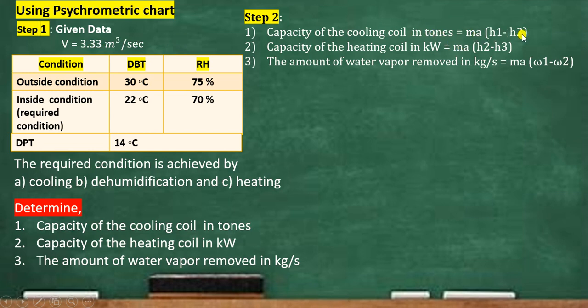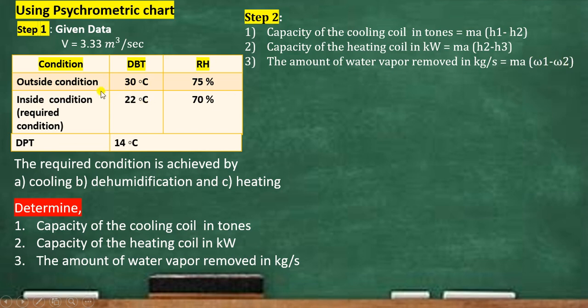So H1 minus H2, because in cooling the enthalpy drop takes place. During cooling there is a decrease in enthalpy, so highest enthalpy minus lowest enthalpy. You can subtract and multiply with MA, and you can calculate the capacity. Similarly for the capacity of the heating coil and the amount of water vapor removed. So to calculate these three unknowns, first I need to take H1, H2, H3 and omega 1 and omega 2, that is the moisture content at point number 1 and the moisture content at point number 2.